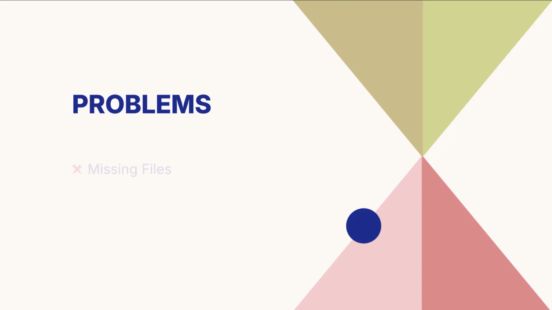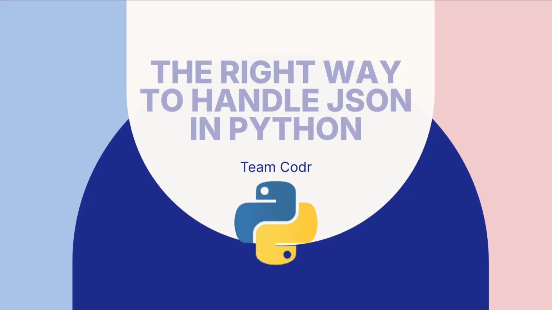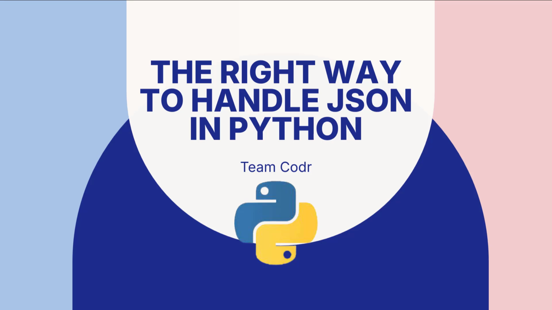These problems include files going missing, API returning broken responses, keys suddenly disappearing, encoding failures, and sometimes your entire application crashes because one comma was missing inside the JSON file. And this is exactly where most beginner Python code falls apart. So in this video tutorial, we are going to show you how experienced developers actually think while handling JSON, and we are also going to cover some common mistakes that most tutorials completely miss.